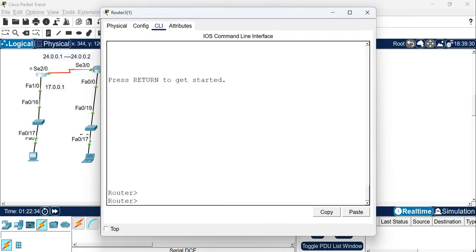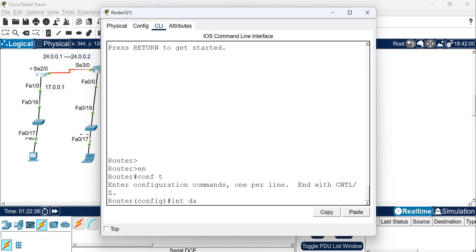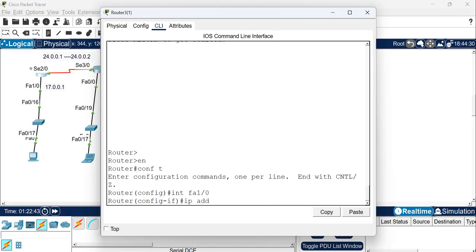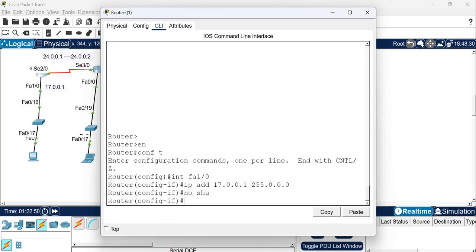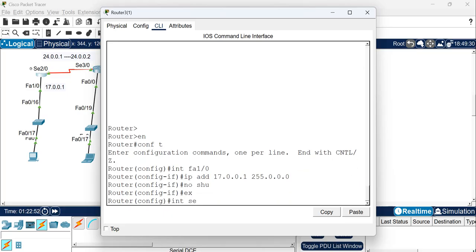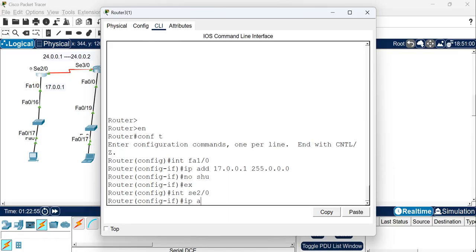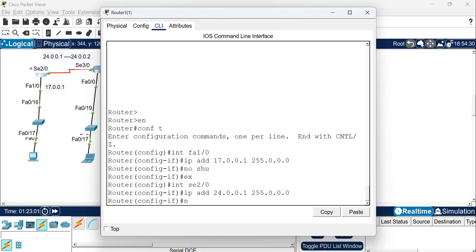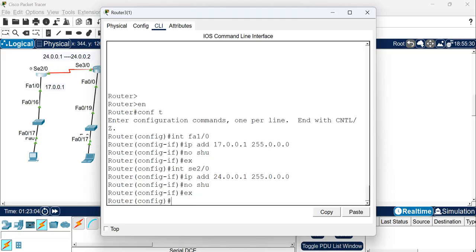So what I'm going to do? Enable, configure terminal, interface FA 1/0, IP address is going to be 17.0.0.1, 255.0.0.0. No shut, exit, then interface Se 2/0, IP address is 24.0.0.1, 255.0.0.0. No shut, exit. Now I'm going to configure EIGRP.